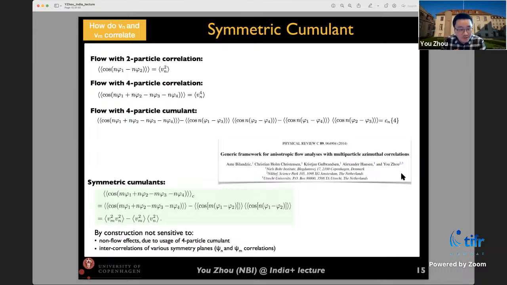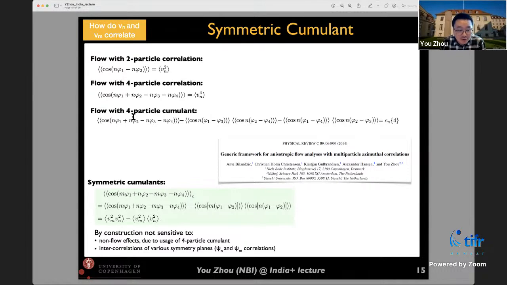And then we can do something else. In the previous slides, I mentioned that we can measure flow with 2 particle correlation in such a way. So you may basically do this cosine of n phi 1 minus n phi 2 to get Vn square. And also you can measure flow with 4 particle correlation, n phi 1 plus n phi 2 minus n phi 3 minus n phi 4, which in the end gives you Vn to the power 4. You may ask why we only do 2 and 4 particles, and why it has to be the same harmonic n. Can I mix them?